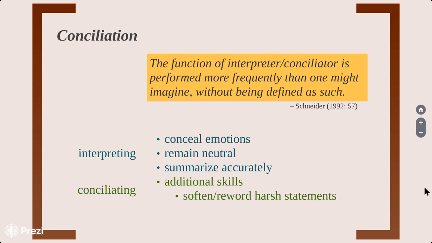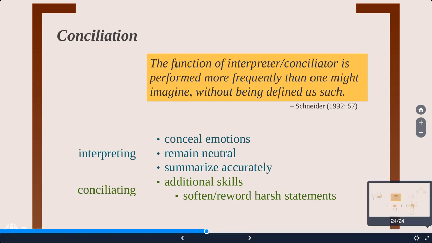So what you as interpreter can do here is soften the word or reword it, meaning that there is no need to say "sexual relation." You can say, have you been in love with him? This is a more proper, more appropriate word. Better than saying, do you have a sexual relation, we can say, have you been in love with him? This is a more proper word. This is a kind of conciliating where you need to do some rewording for the harsh word.